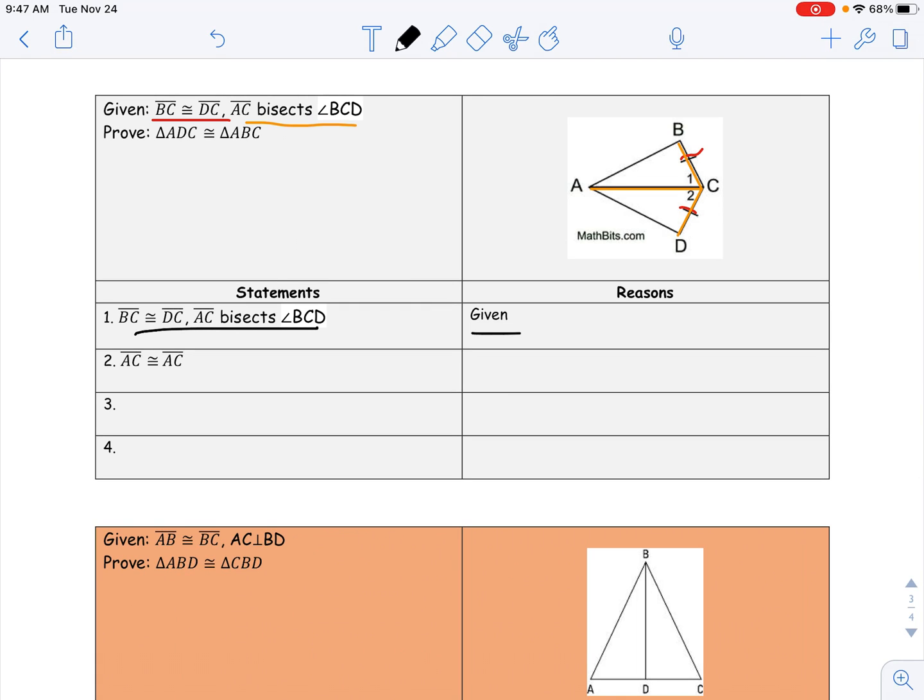We already have our statement given. AC is congruent to AC. Let's focus on that first. Again, we've only talked about this about 101 times. Reflexive property. A shared side is congruent to itself.